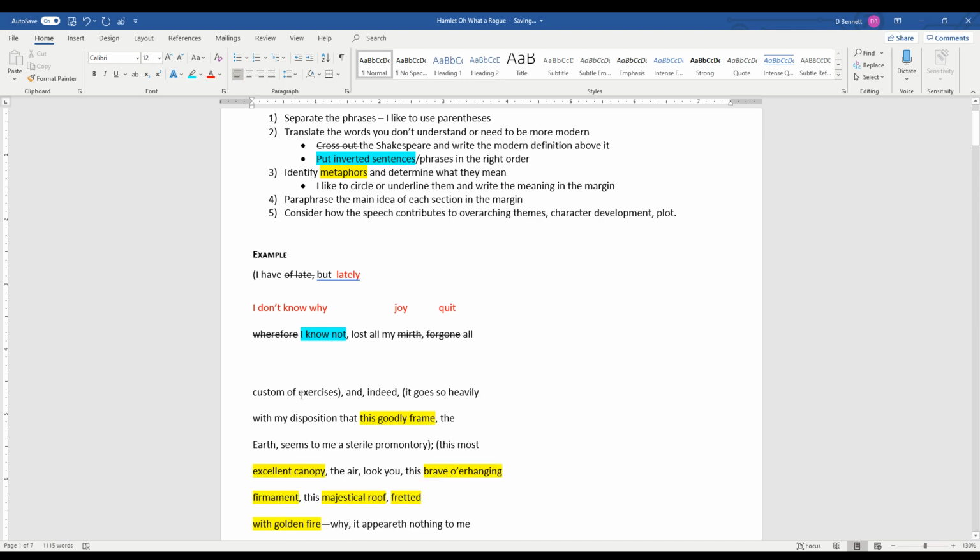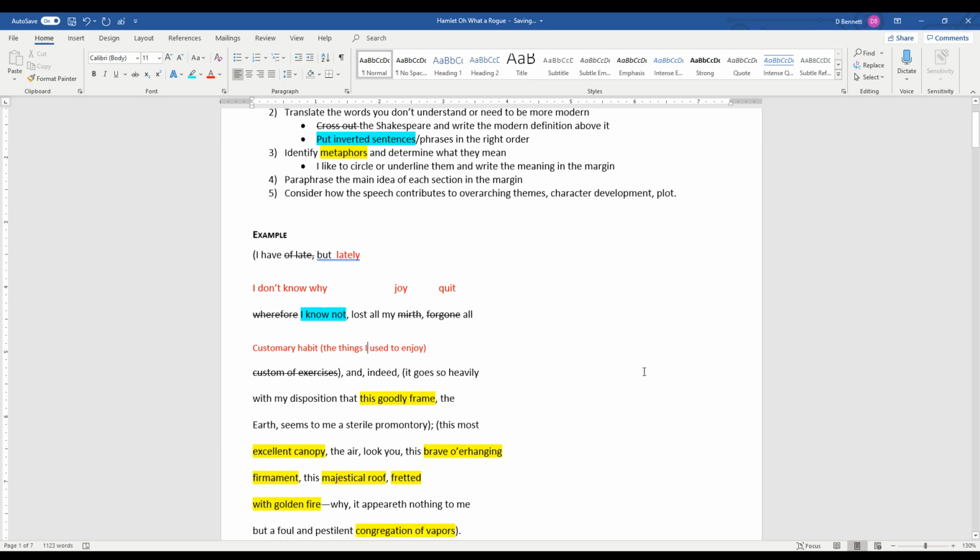All custom of exercises. So the phrase custom of exercises here, what he's really saying is his customary habits or the things he used to do. And since he said he has given up all his joy, he's lost all his joy in the things he used to do, then I'm just going to change it to the things he used to enjoy. So what we have now is I have lately, but I don't know why, lost all my joy, quit all the things I used to enjoy. We'll make that I. That makes more sense.